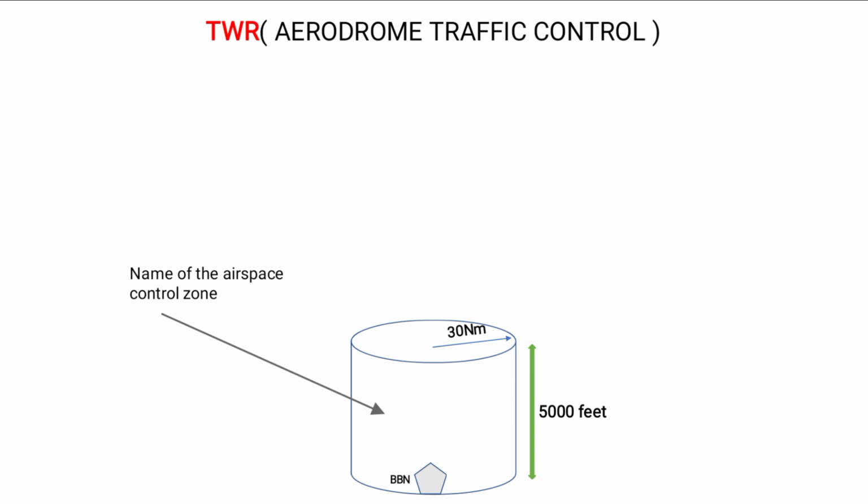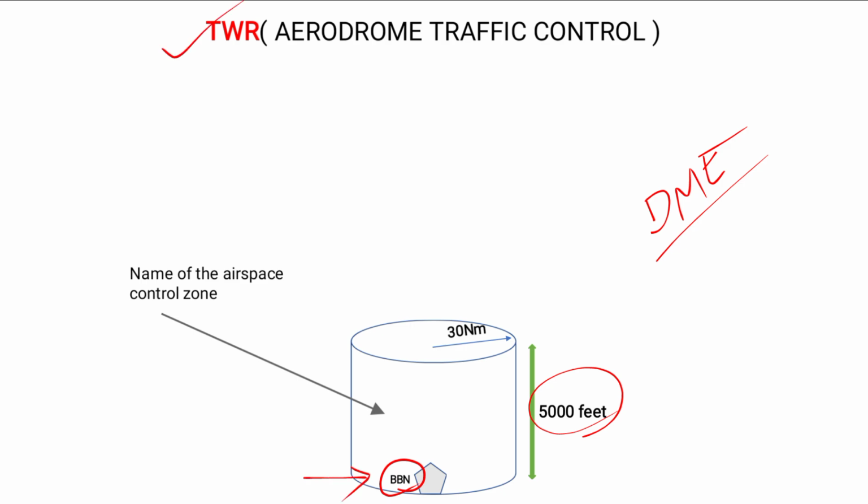That means if you are inside 30 nautical miles, your DME is showing less than 30 nautical miles from this Bravo November VOR, and your altitude is 5,000 or below, your controller is TAR. If it is Varanasi, then you have to call Varanasi TAR for any maneuver. If you want to descend, you have to take permission from TAR. And this is the airspace given to TAR.